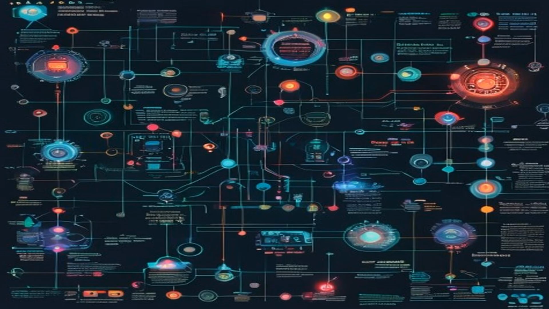Today's AI is fundamentally different. It uses machine learning, which allows computers to learn from data rather than following explicit rules. This shift from programming to learning is what makes modern AI so powerful.